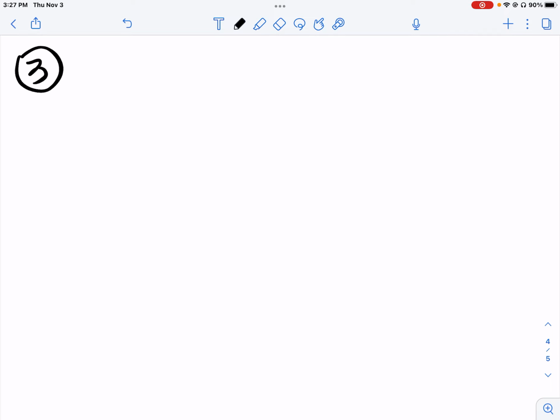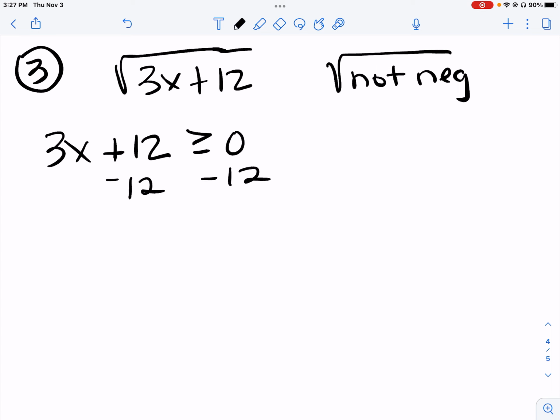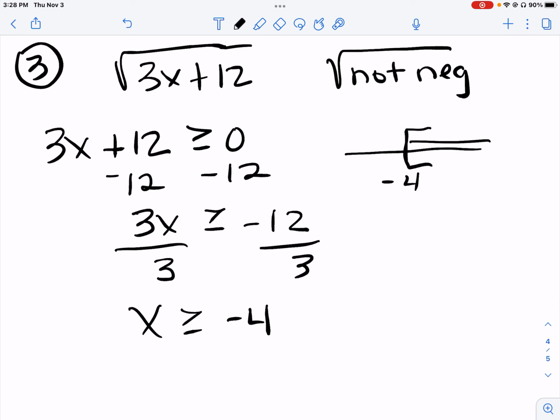Number 3 says find the domain. This time we have a square root. What's inside the square root cannot be negative. So what's inside there must be greater than or equal to 0, because that means it wouldn't be negative. Solve. X has to be greater than or equal to -4. That means greater than's to the right, and or equal to means bracket. So from -4 to infinity.